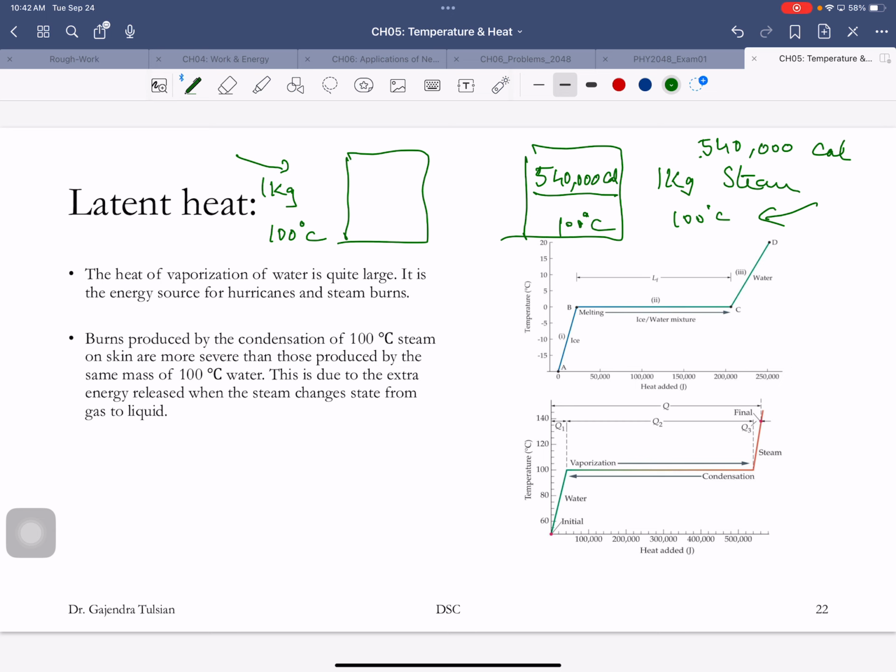All right, so burns produced by condensation of 100 degrees Celsius steam on the skin are more severe than those produced by the same mass of 100 degrees Celsius water. This is due to the extra energy released when steam changes state from gas to liquid. Okay, so that latent heat of vaporization, okay, burns a lot.